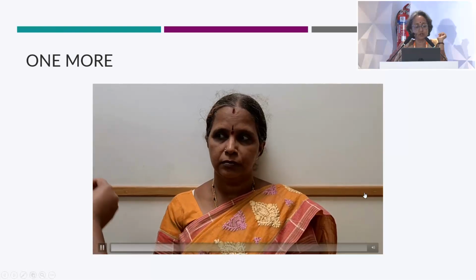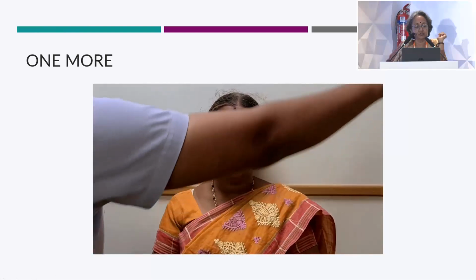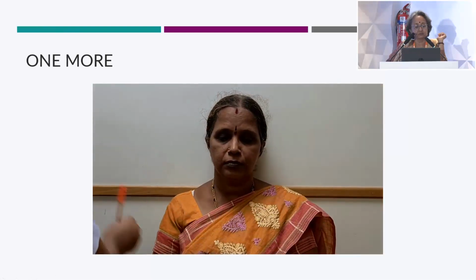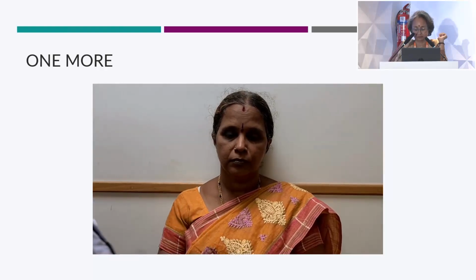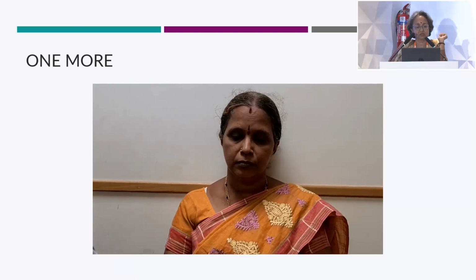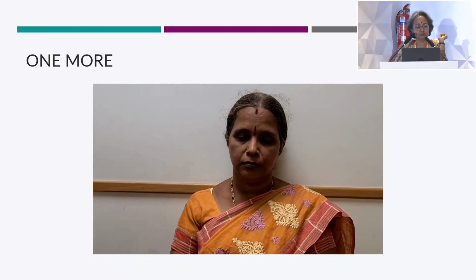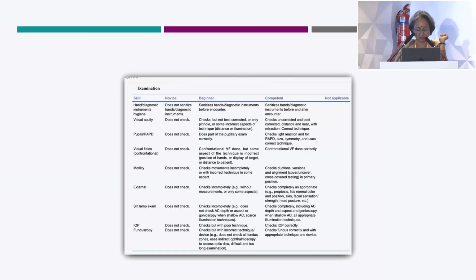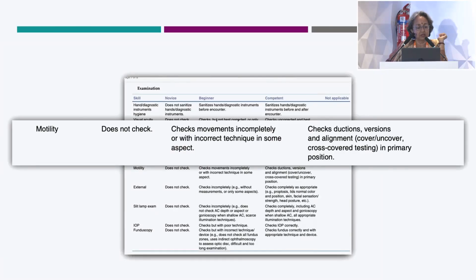I said test the ocular motility, and this is what the resident does. And then I said, it's over? He said, yeah, it's over. But where is the cover test? It does look more like a dancing eyes sort of thing. So is this person a novice, beginner, or competent?